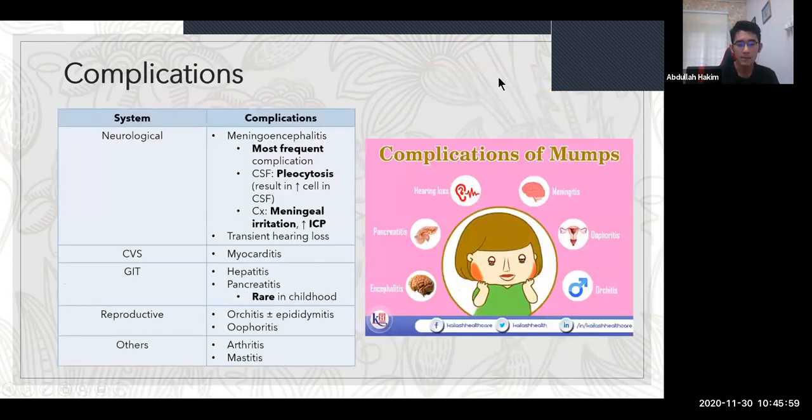The complication of mumps, there are several, but the most frequent complication is meningoencephalitis, the neurological complication. So in the cerebrospinal fluid, we can see pleocytosis, which is increase in lymphocytes in the cerebrospinal fluid. So the cause may be because of the meningeal irritation and also increase in intracranial pressure. Other complications may include transient hearing loss for neurological, in cardiovascular, myocarditis, GIT, hepatitis, and pancreatitis. But pancreatitis is rare in childhood. And other in reproductive and others, orchitis, epididymitis, ophthalitis, arthritis, and mastitis.